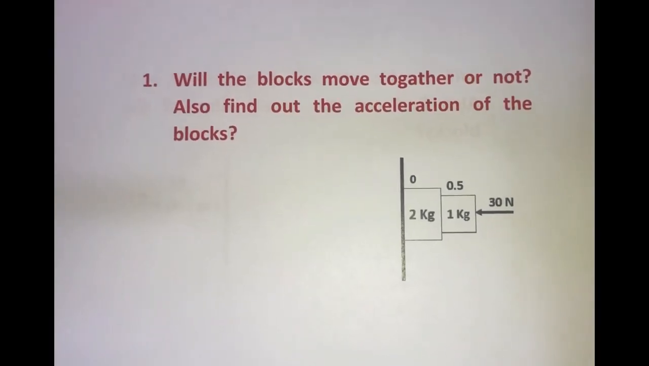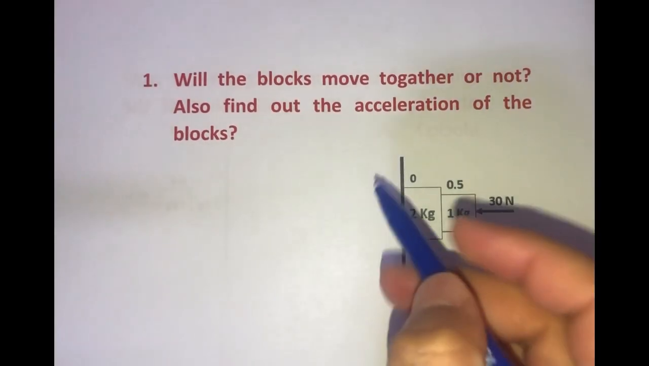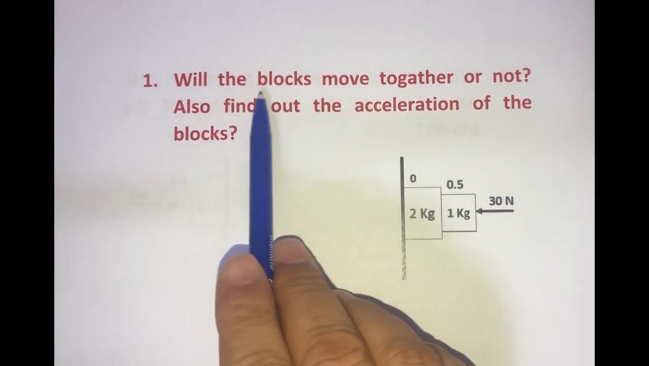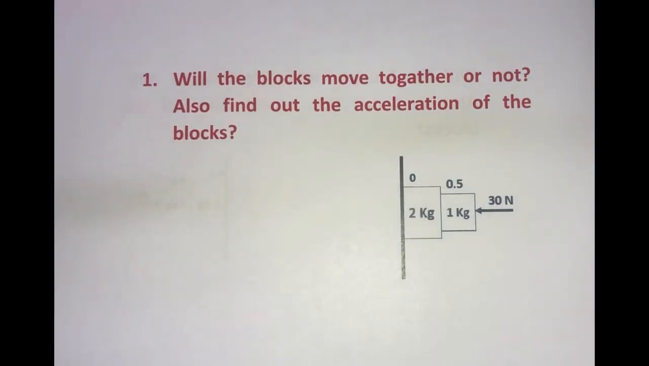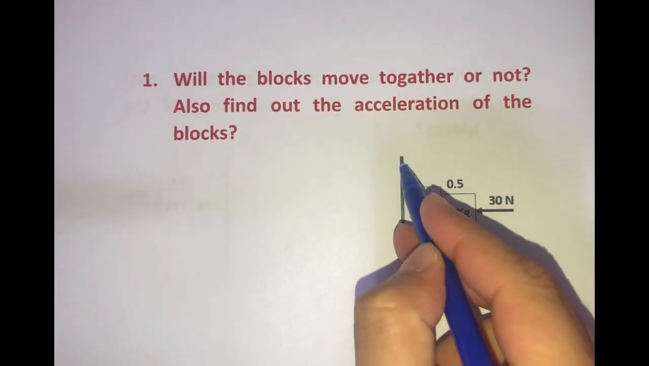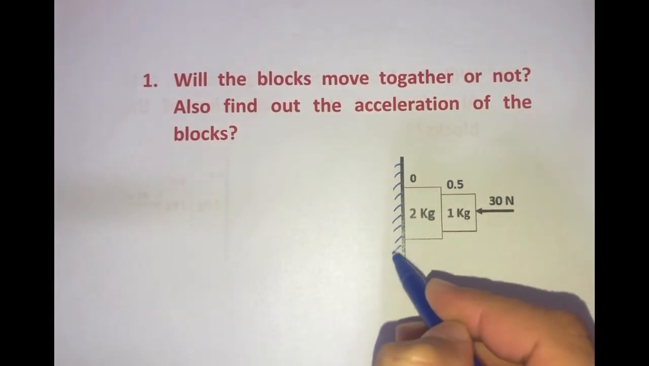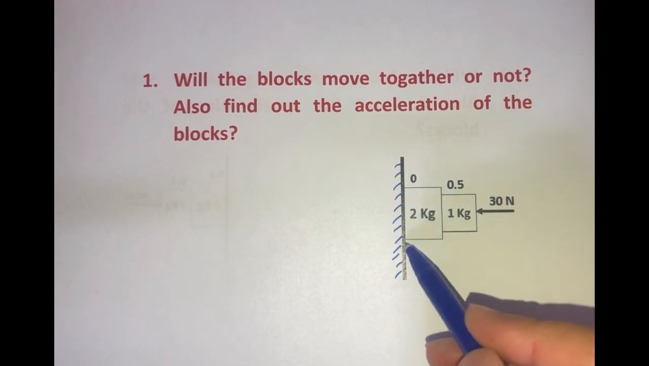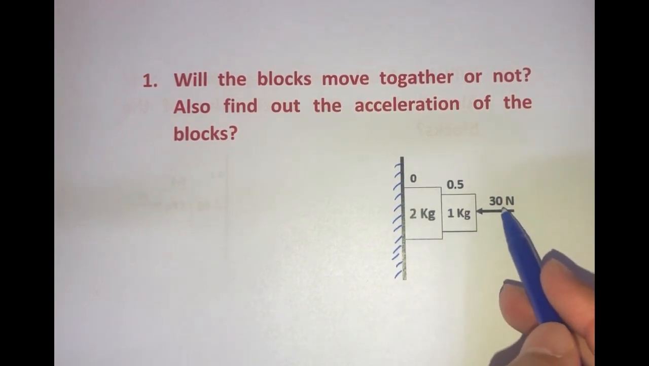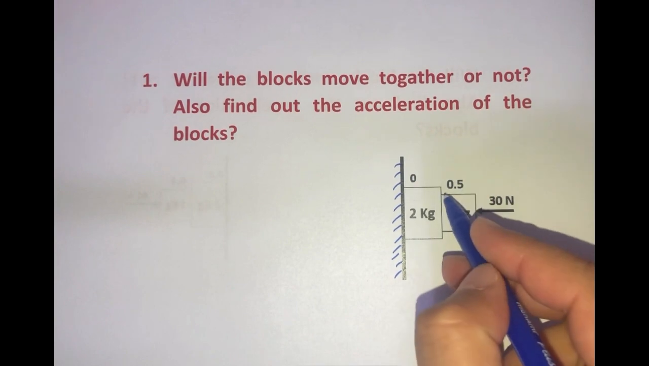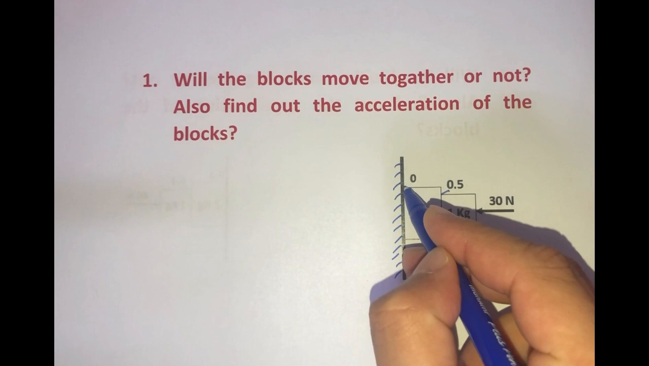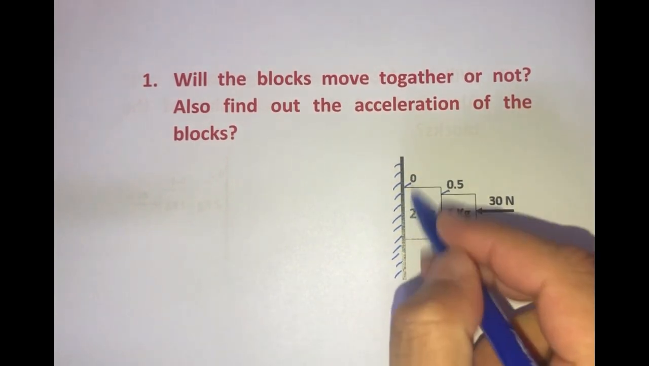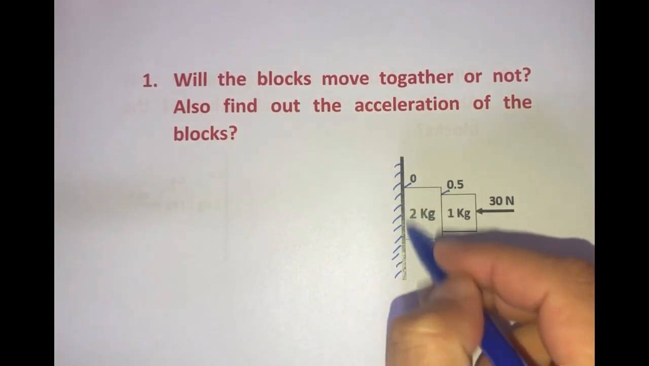Hello friends, in today's question, we are going to find out whether the blocks will be moved together or not, and we are also going to find out their respective acceleration. So this is the wall, and the blocks are being pressed against this wall by a force of 30 Newton. The coefficient of friction at this point is 0.5, and there is no friction between the 2 kg block and the wall.